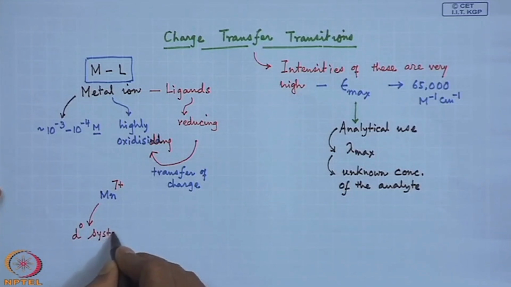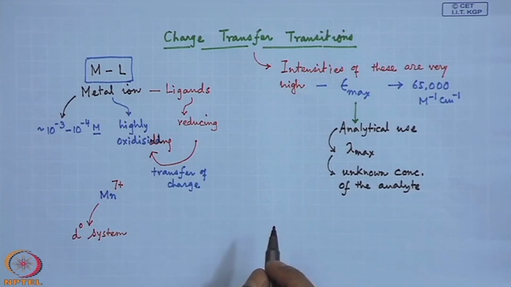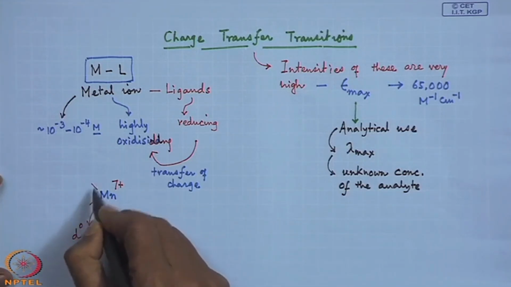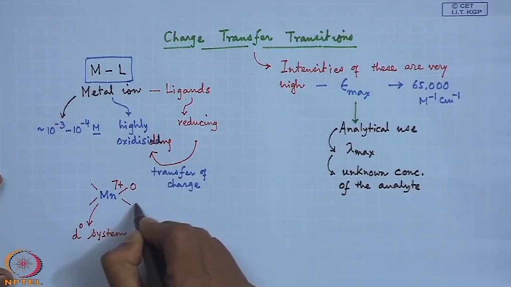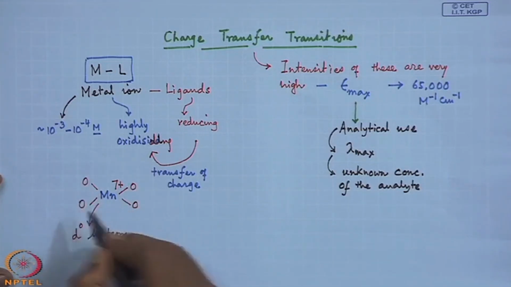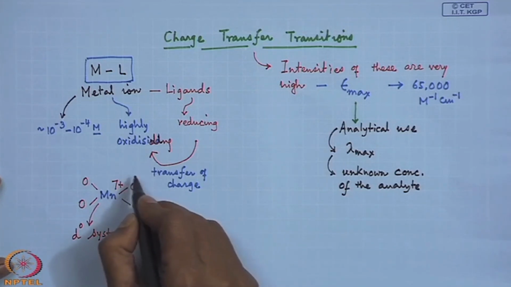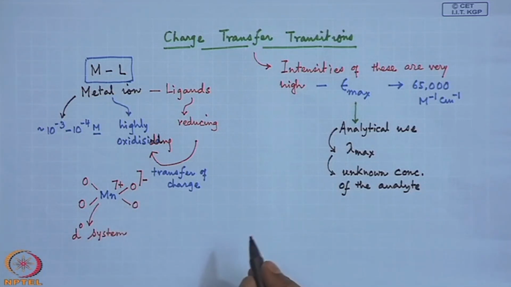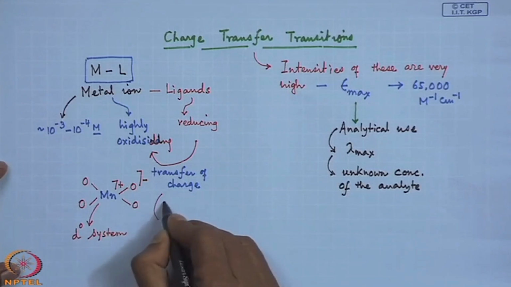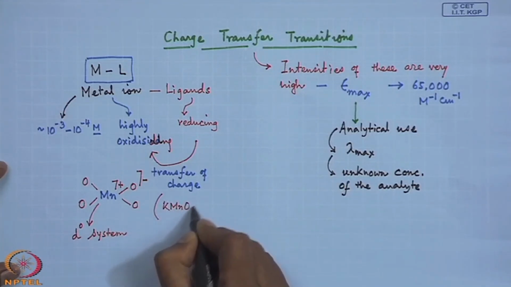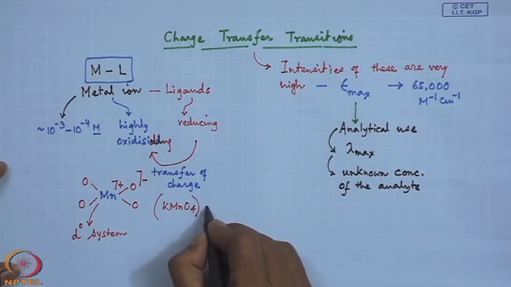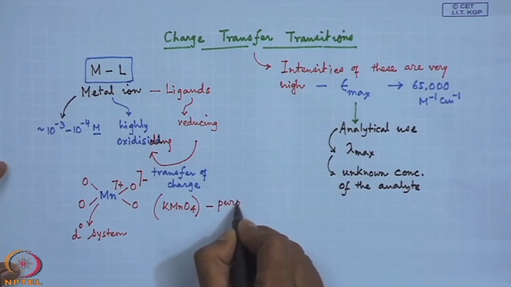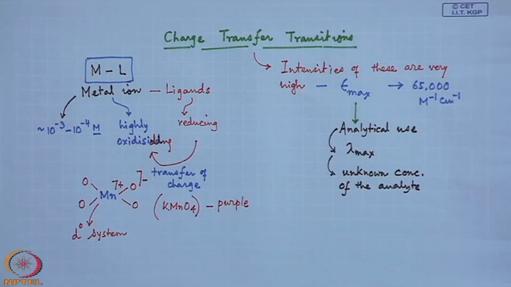So, for a d0 system, if we have 4 oxygen ligands surrounding this manganese center, that means MnO4, since it is in +7 oxidation state, the overall charge would be minus. This species is present in potassium permanganate, and this potassium permanganate is purple in color, and in the solid state it is also colored.